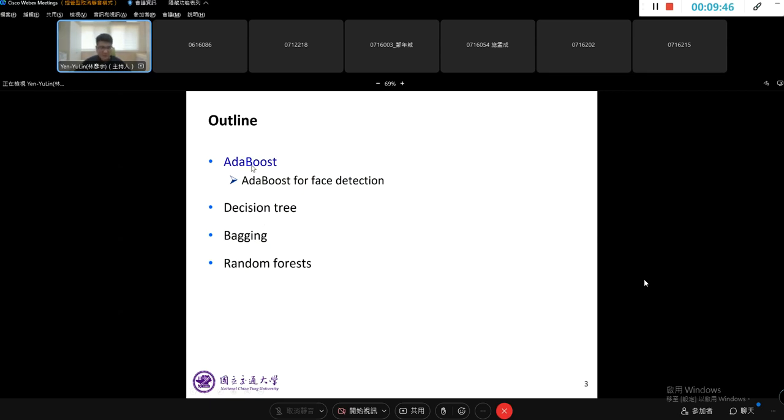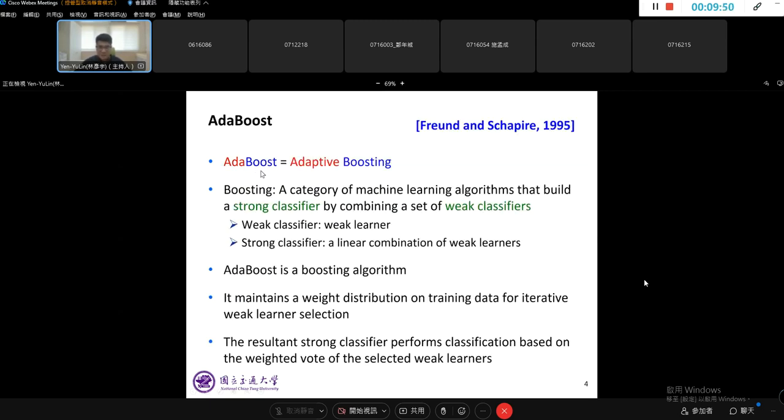Okay, let's talk about AdaBoost. AdaBoost was invented by Freund and Schapire in 1995. AdaBoost is the abbreviation of adaptive boosting. So there are two keywords. One is adaptive, and the other is boosting.